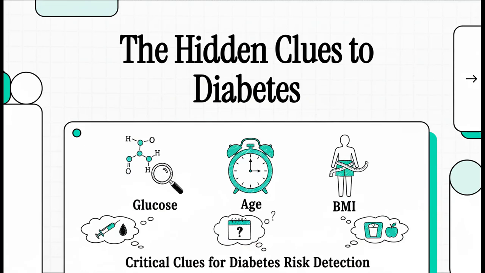All right, let's get into it. Today, we're putting on our detective hats and digging into a patient's health data. Our mission is to see if we can use a handful of clues, things like glucose levels, age, and BMI, to predict one of the biggest health risks out there, diabetes.